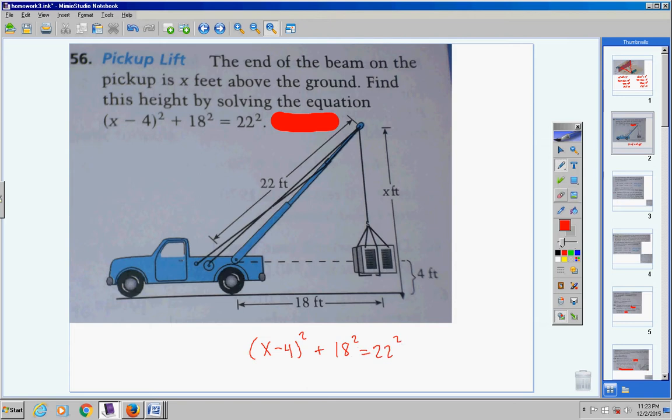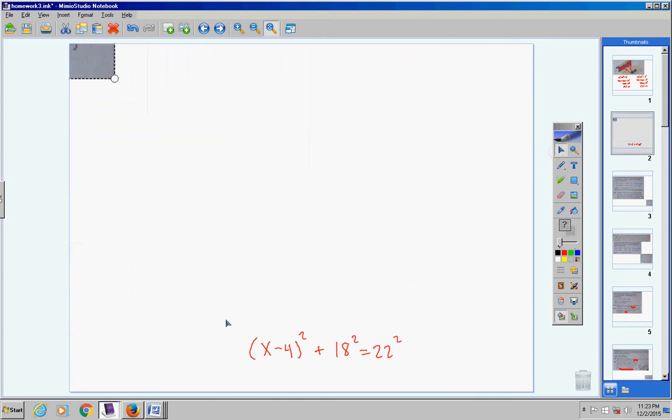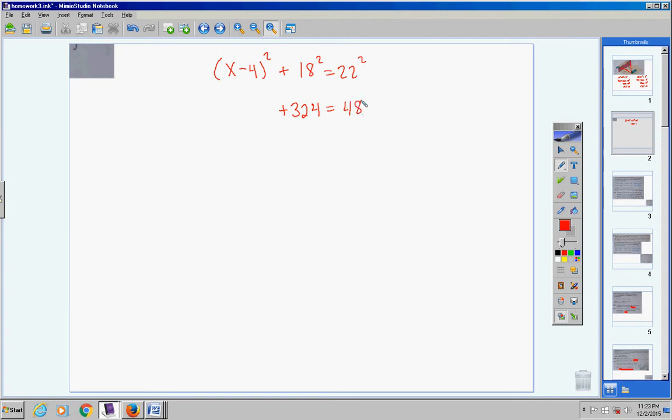Now, anytime you're solving an equation, if you can simplify first, do it, okay? I mean, it's so obvious to simplify first. Let's make this easy, or easier. 18 squared, 324. Now I've got rid of that power. 22 squared, 484. Now, I'm going to take this right here and work on it down here.